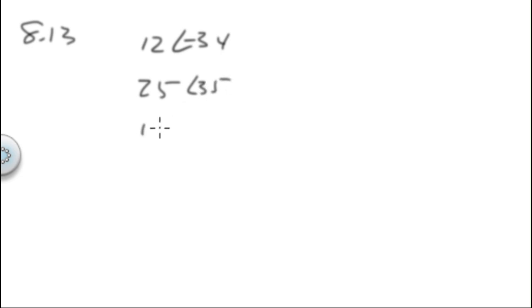The next one, we have three sources. One at 12 at angle minus 34, one at 25 at angle 35, and one at 15 at angle 0. You have to add these three. So the only way to add numbers is in rectangular format.